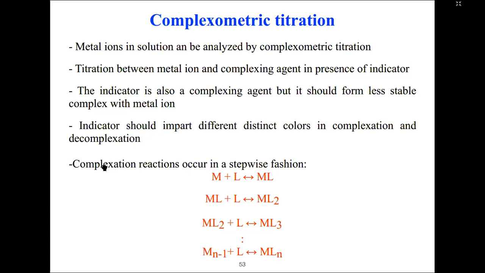And finally, the complexation reaction occurs in a stepwise fashion. Here it shows that it occurs stepwise. That means one metal first binds with one ligand to form a metal-ligand complex. However, this metal-ligand complex can again react with another ligand to form a metal binding with two ligands. Similarly, it can form a metal binding with three ligands or more. So it occurs in a stepwise fashion.